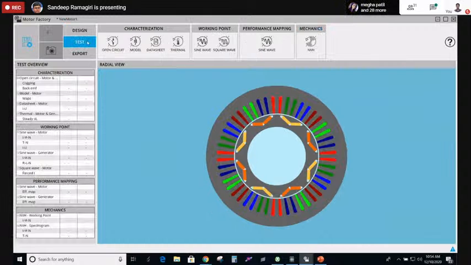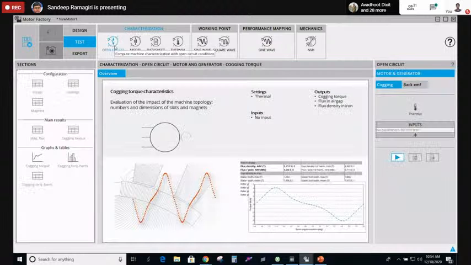Quickly, you can also do several kinds of tests. The first one here is the open circuit test. In the open circuit test, there are two tests available: one is cogging torque and the other is back EMF. Let me do the cogging torque test. When you do the cogging torque test, the tool will tell you what settings we need to do, what inputs are required, and what outputs you will get.